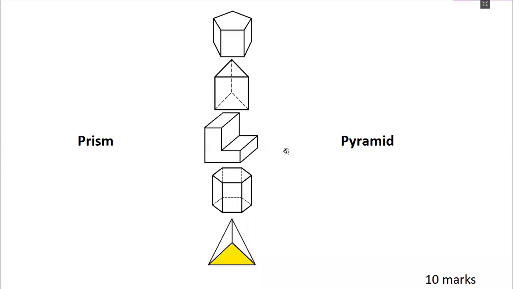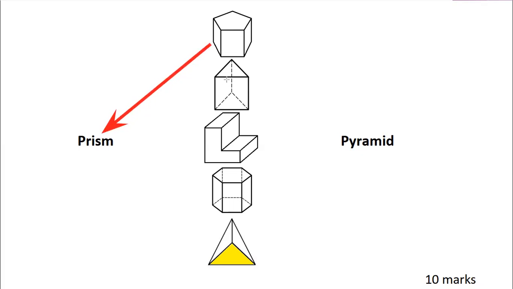Right, looking at these shapes, the top one is a pentagonal prism because it's a bit like a cylinder. A pentagon can be seen at either end of this shape, so that's why it is a prism.